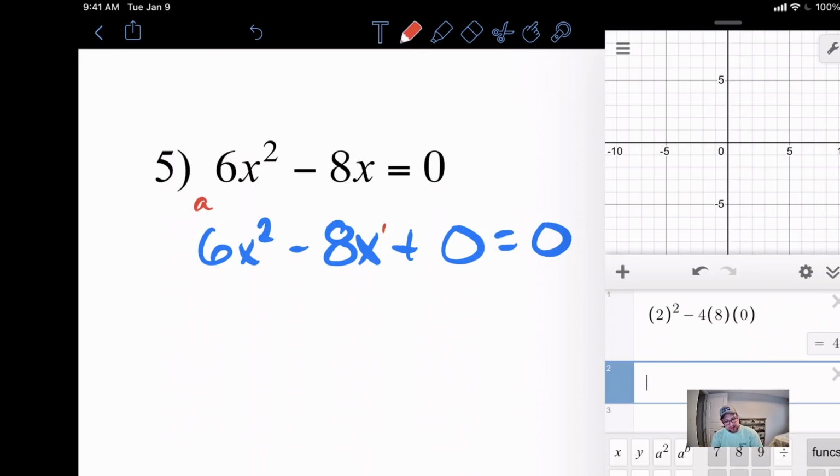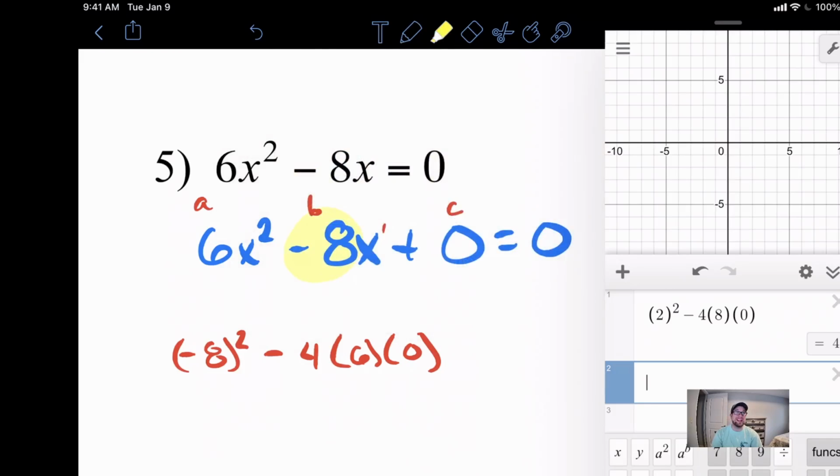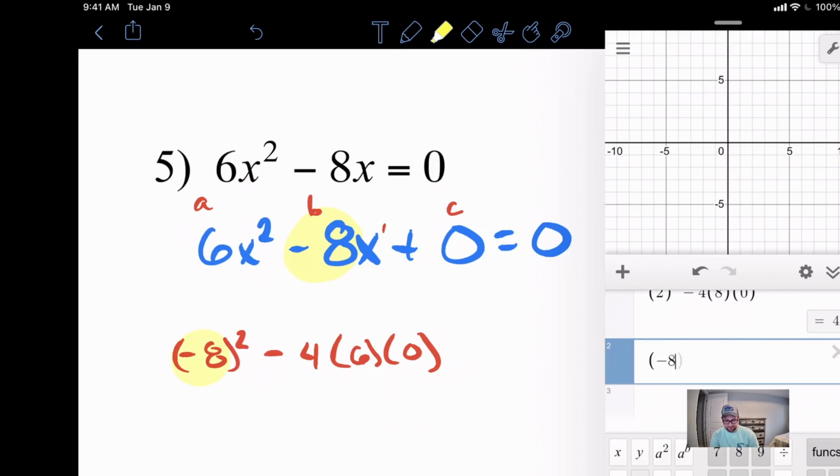So we know that this is A, this is B, and this is C, so let's use our discriminant formula. It's b squared, so negative 8 squared minus 4 times a, which is 6, times c, which is 0. Now, it's very important here. I went over it quickly. I want to re-show it. b is equal to negative 8. The negative goes with the 8, so it's a negative 8, not a positive 8. So it's important to get that part right. So, negative 8 to the second power minus 4 times 6 times 0. And it looks like we get 64 as our answer.